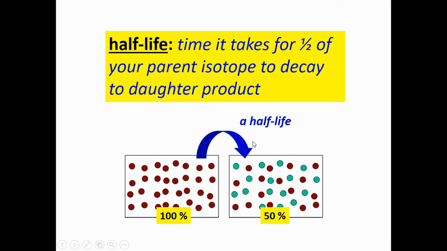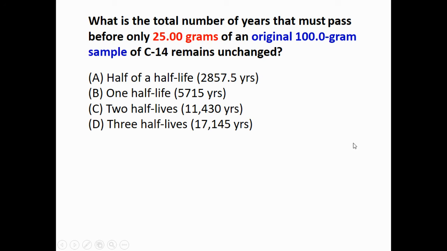Let's try one more example after we just remind you again of the definition. Half-life: the time it takes for 1/2 of your parent isotope to decay to daughter product. Starting out with 100% parent isotope, after 1 half-life, whatever time that is for whatever element you've got, you'll have 50% of your parent isotope. Okay. A couple of more practice questions.